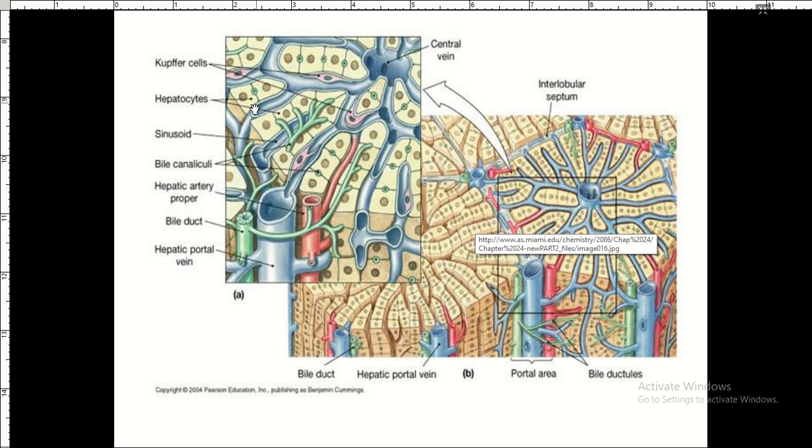And between the sinusoid and the hepatocytes, there is a space right here that is called the perisinusoidal space, where we find the microvilli, Ito cells, Kupffer cells, as well as blood plasma. Good.